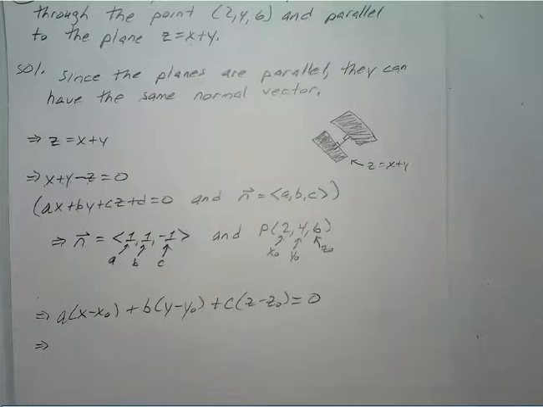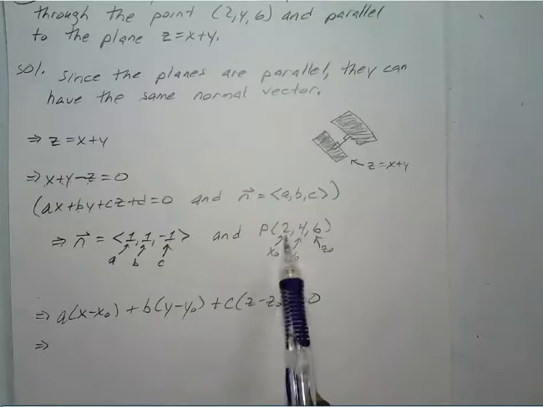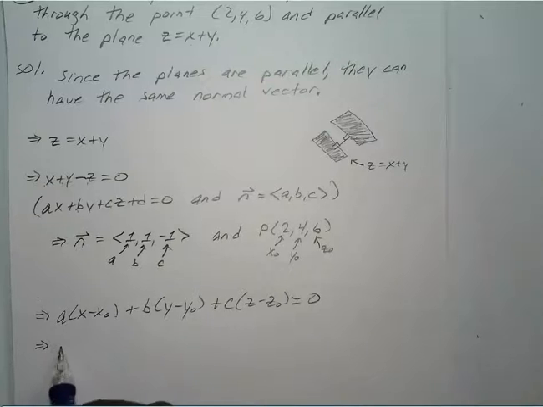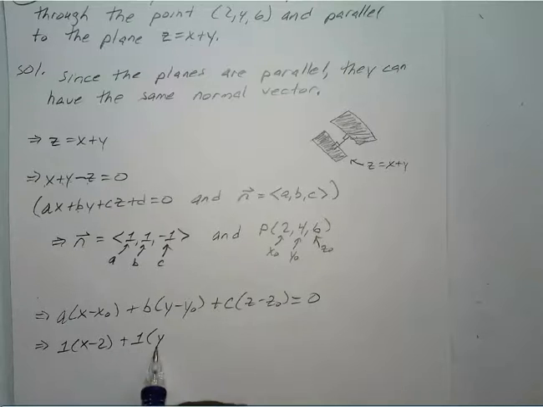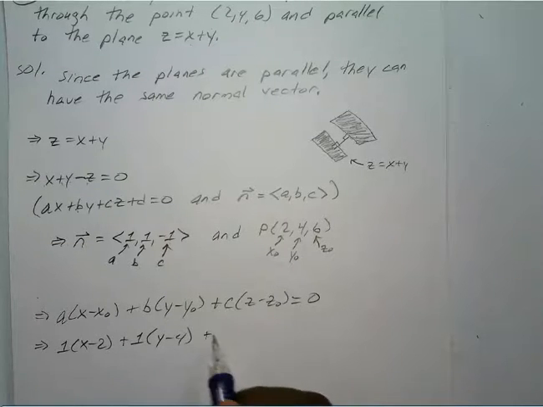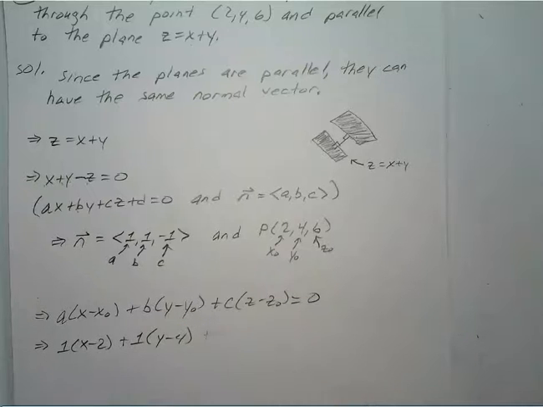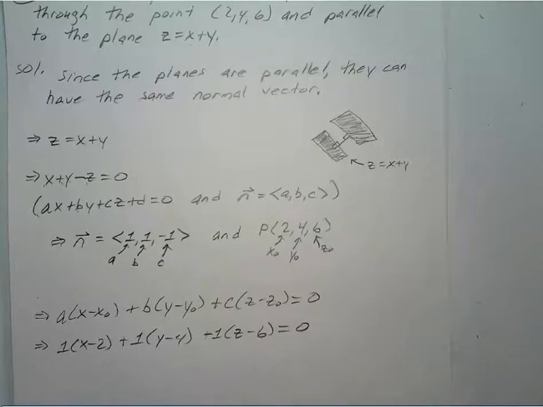Okay, so if we plug those values in, a is 1, b is 1, c is -1, x0 is 2, y0 is 4, z0 is 6. So we plug those in, we have 1 times (x minus 2) plus 1 times (y minus 4). Oh, that should be minus. Z is -1, so that's minus 1 times (z minus 6) equals 0.